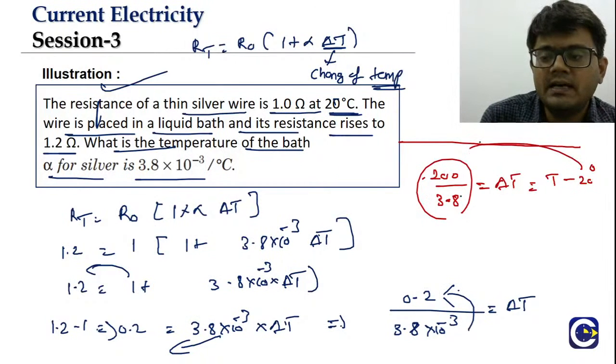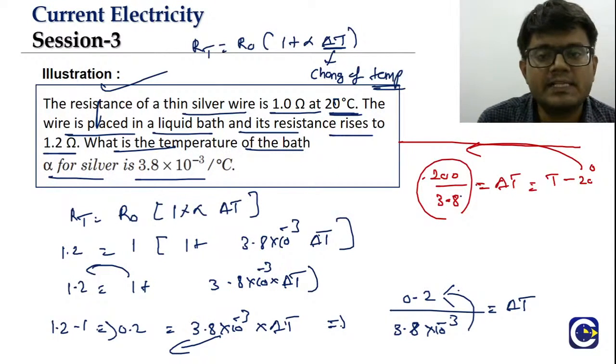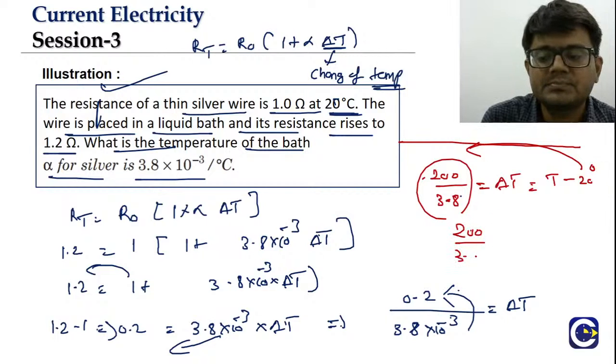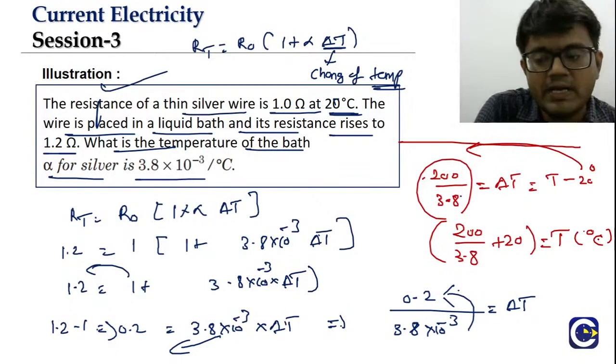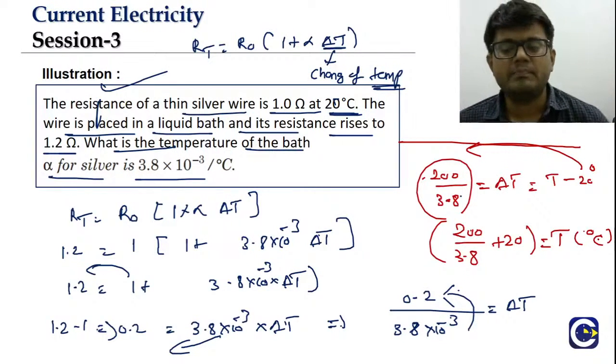So if we bring the -20 from the right side to the left side, it will become what? Plus. So look, 200 by 3.8 plus 20, this is the final temperature value. It will be in terms of what? It will come in the Celsius scale. What is the final temperature value? 200 by 3.8 plus 20.